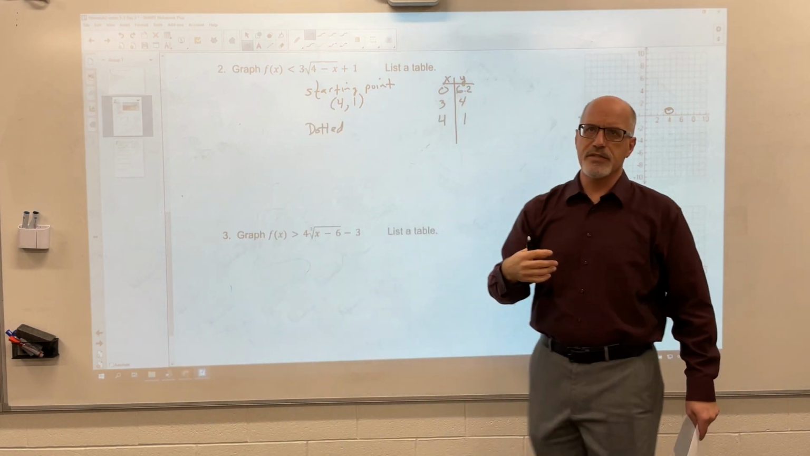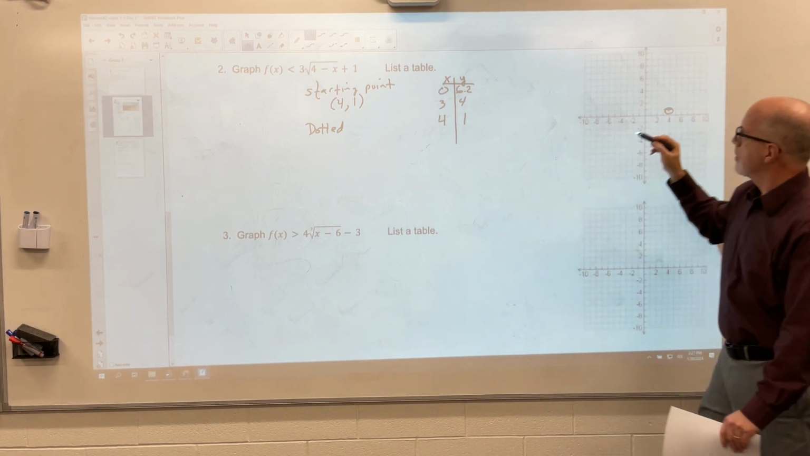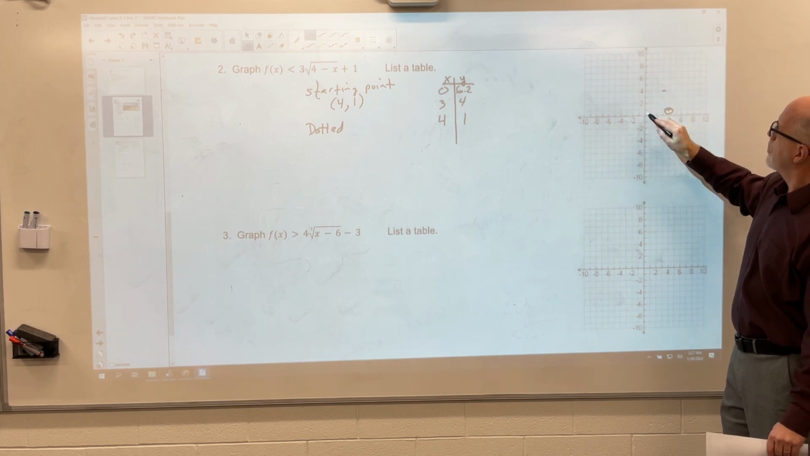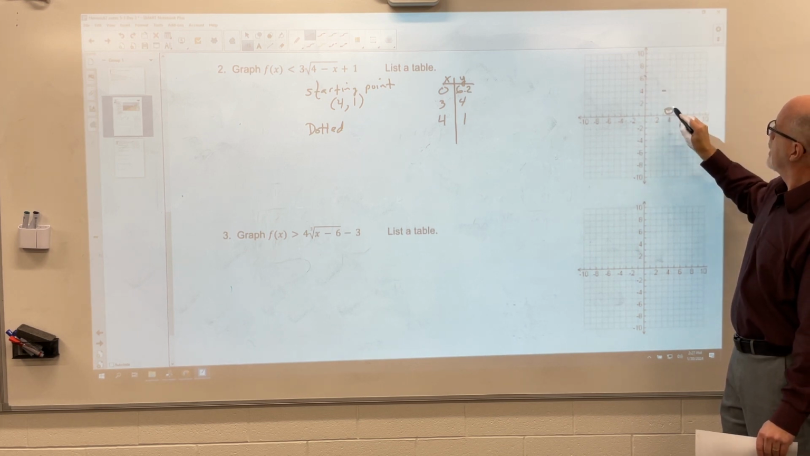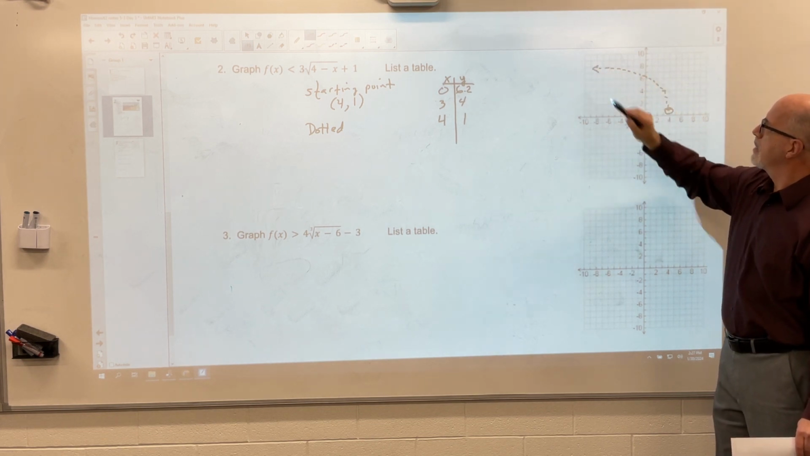These points just give a shape to it. That's why you've got to give some ordered pairs. So 3, 4, 0, 6.2, right about there. And so I'm going to go with a dotted graph. Don't have to do a lot of points. There we go.